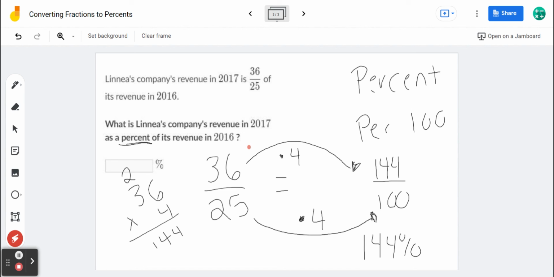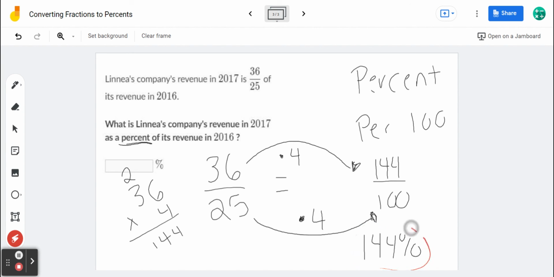So what does this mean? This means Lena's company made 144% of its revenue in 2016. And now another question that usually pops up among students. I thought that the max percent is 100. You can only do 100%. The percentages can be higher than 100. It's okay to get a percentage that's higher than 100. It's actually going to happen quite often.